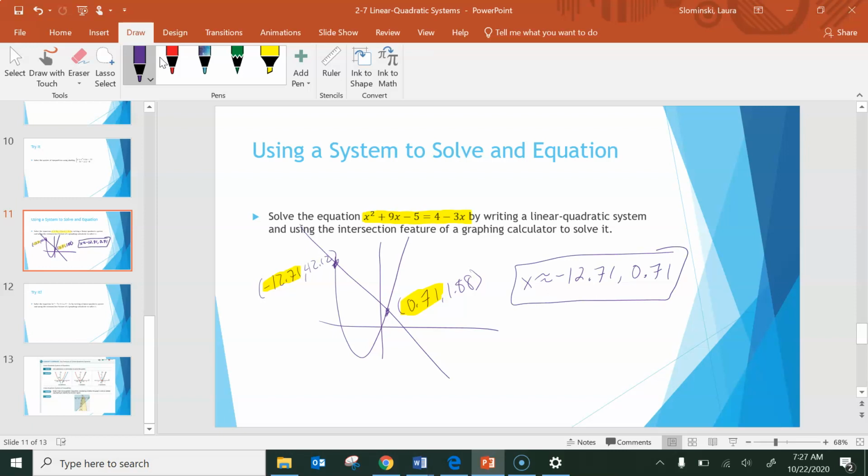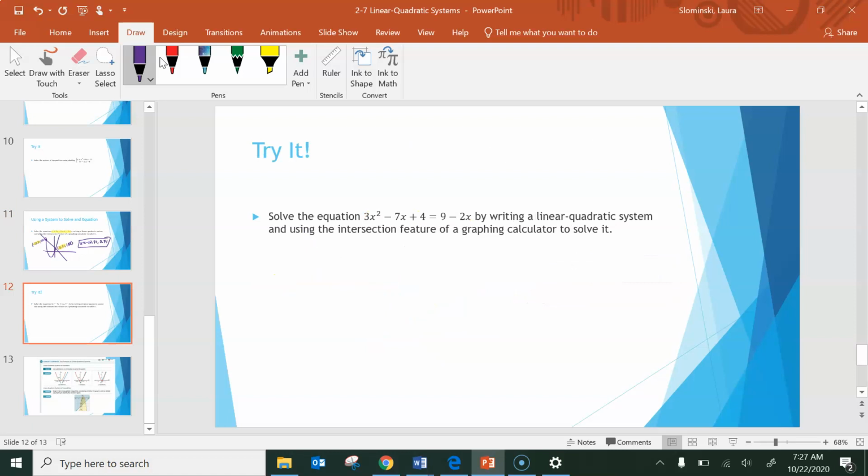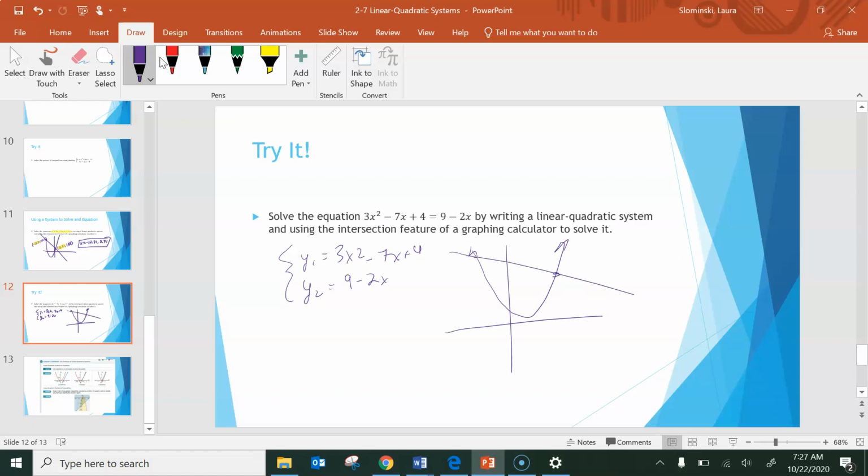All right, last but not least, I want you to try one on your own. Take this system, or take this equation, break it into a system, graph it on your calculator, and solve. Okay, so you should have under y1 graph 3x squared minus 7x plus 4. Under y2, you should have graphed 9 minus 2x. When you graphed it, it should have looked something like this. Again, this is just a very basic sketch. When you found the 2 points of intersection, the x values, again, all I care about is the x values, should have been negative 0.7, 2.37. If you didn't get those, go back, try graphing it again, and see how you do.